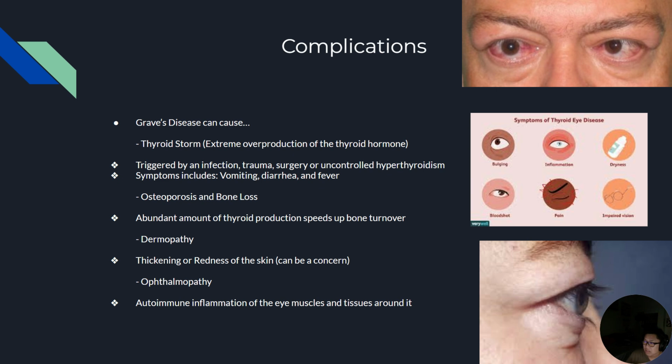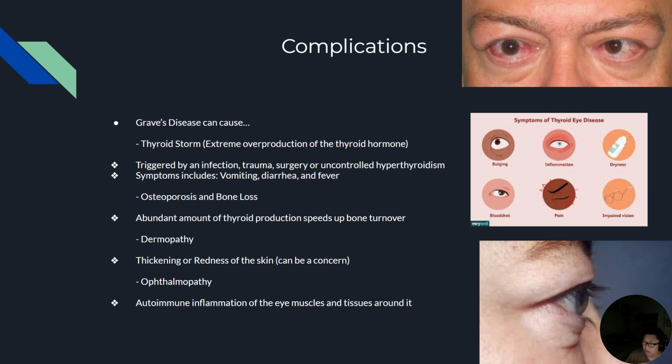And some complications of Graves' disease. Here we have thyroid storm, which is an extreme overproduction of the thyroid hormone. It is triggered by an infection, trauma, surgery, or any uncontrolled hyperthyroidism. Some symptoms for thyroid storm include vomiting, diarrhea, and fever.